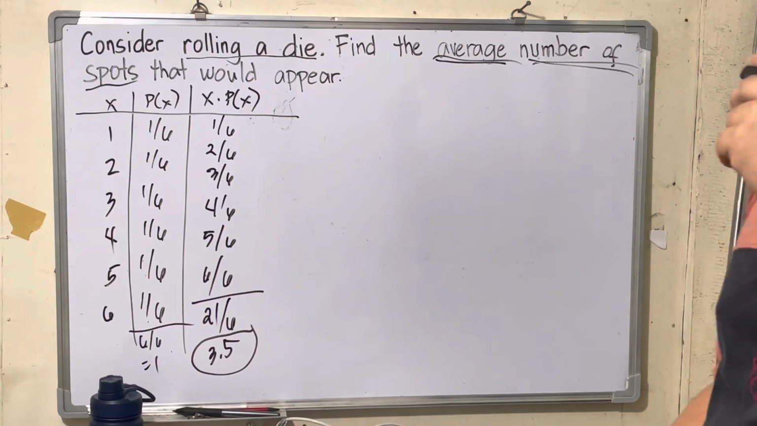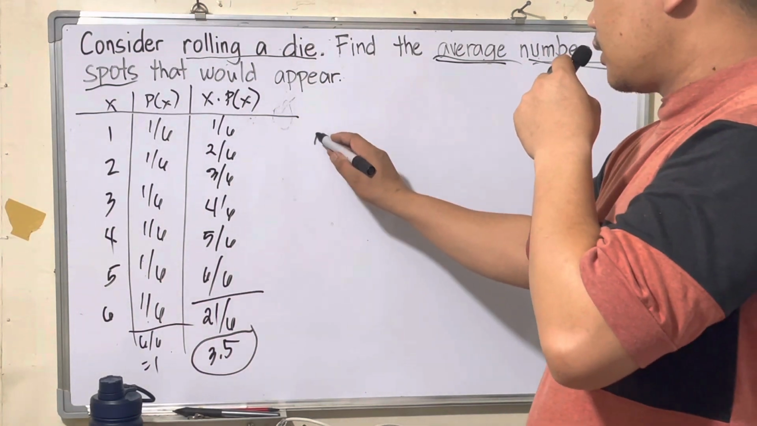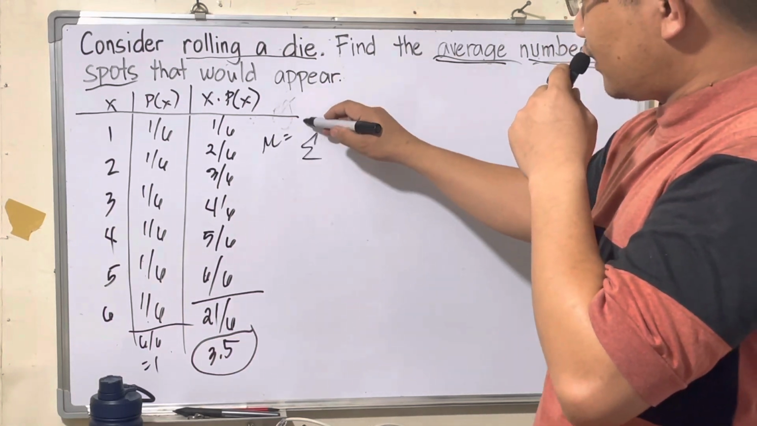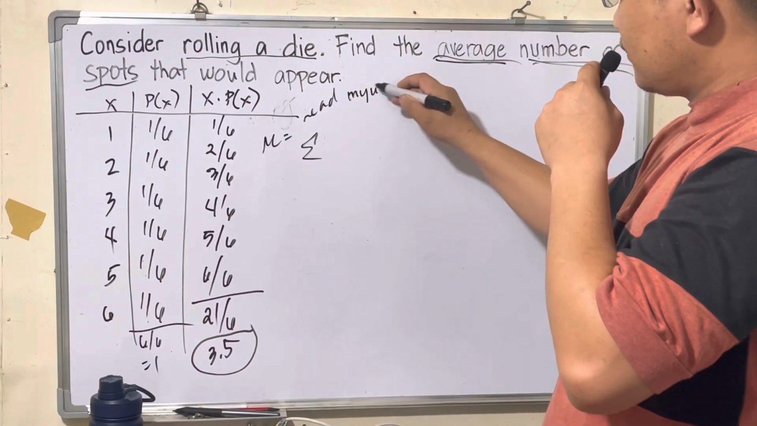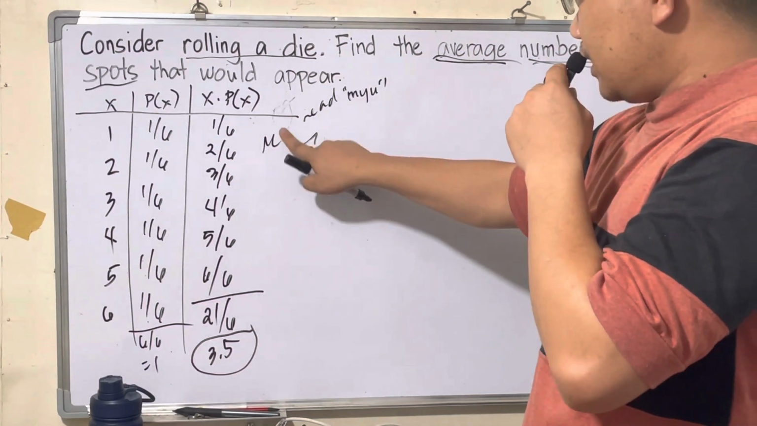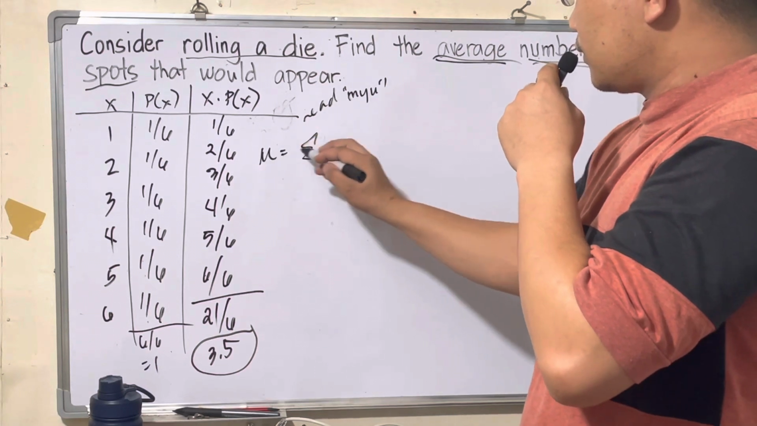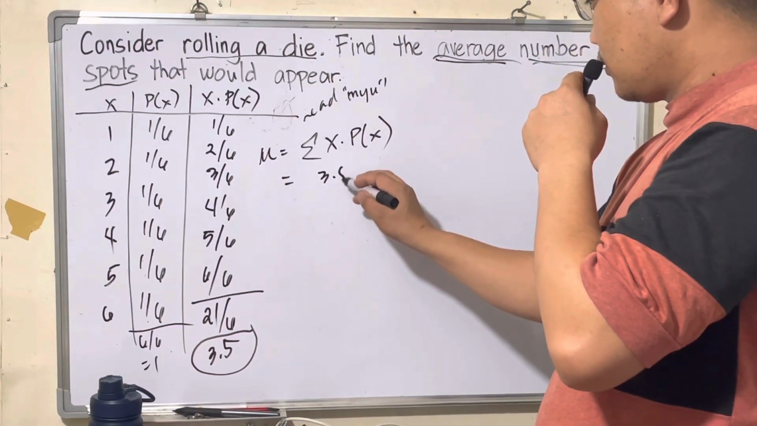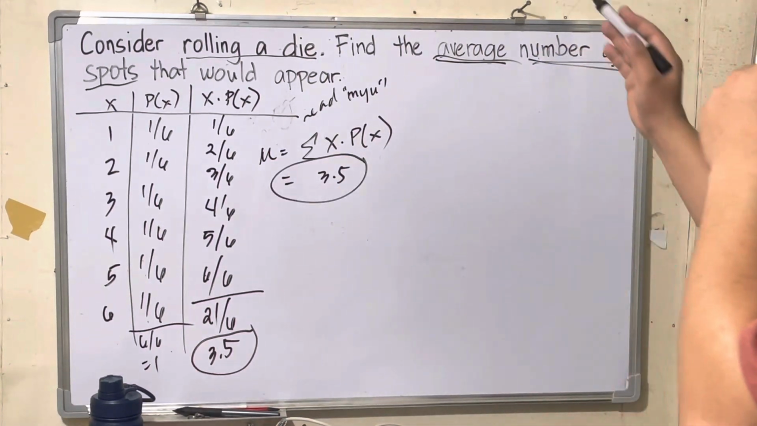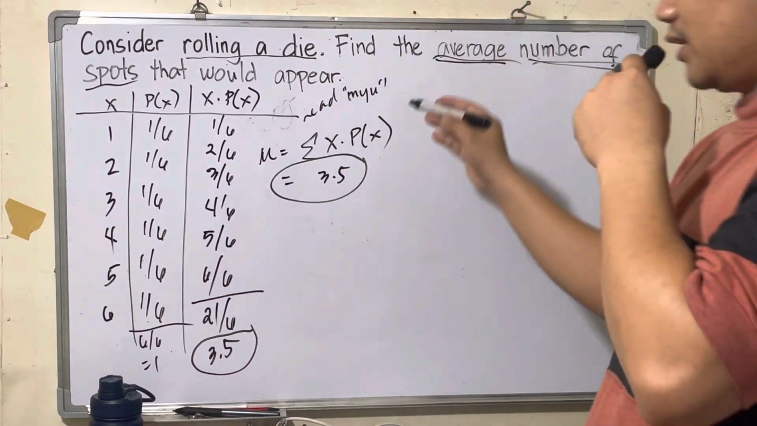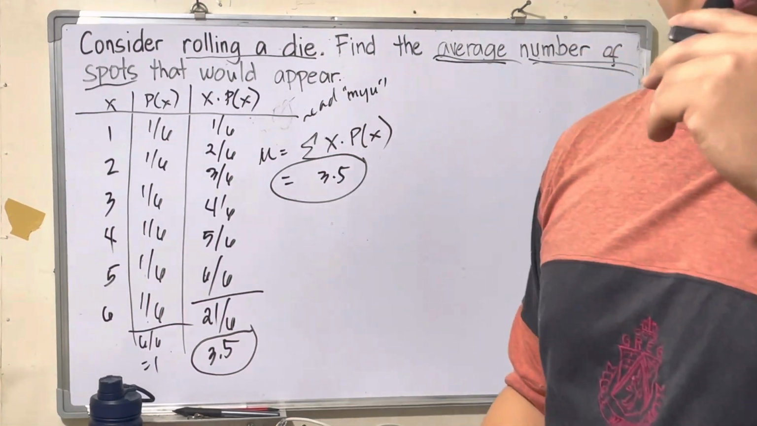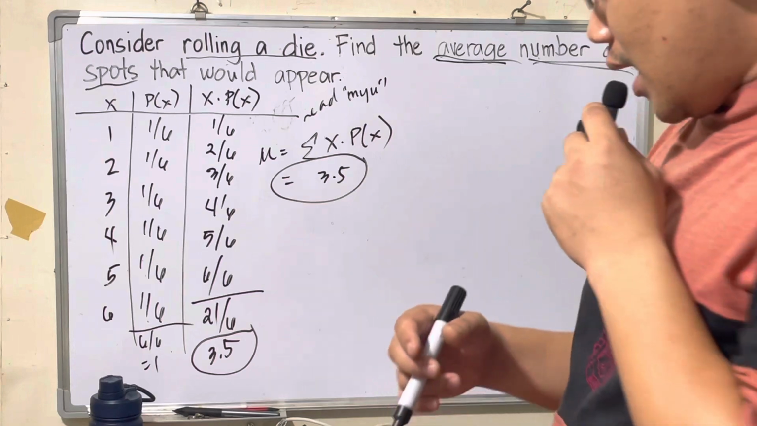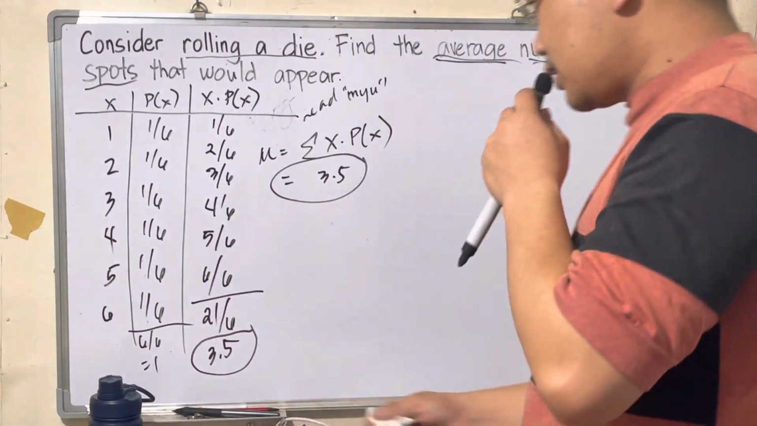So the formula for the mean of the probability distribution is the summation. The symbol for mean is ito, read as mu. So mean is equal to the summation of x times p of x, and that is 3.5. So that is the average number of spots that would appear when we roll a die. That is 3.5.